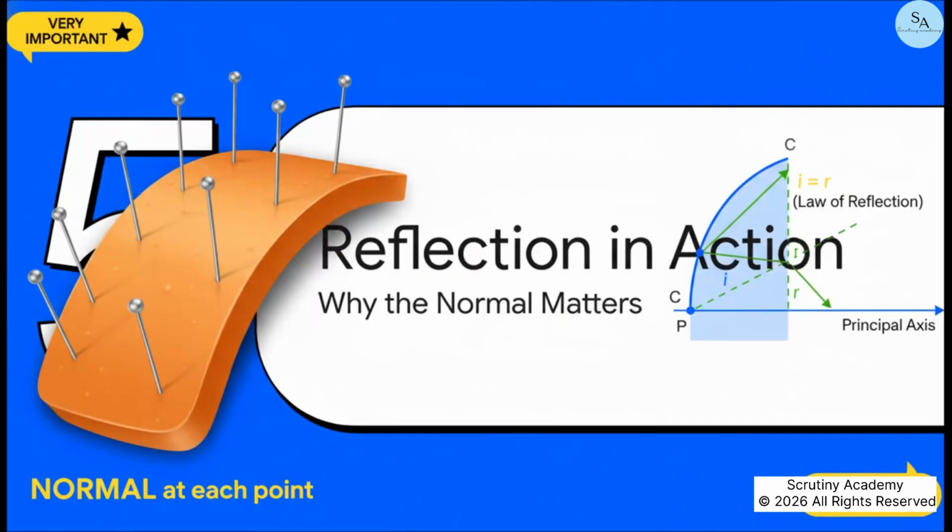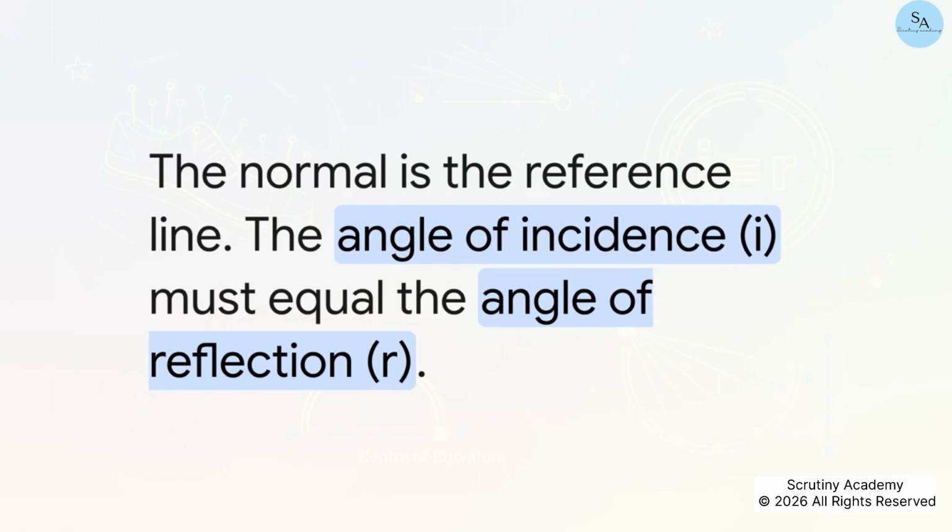Okay, fantastic. We've got all these definitions down, P, C, R, but why? Why did we spend all this time talking about the normal? Why does it matter so much when we're trying to understand reflection? Because of this, the single most basic fundamental law of reflection says the angle of incidence equals the angle of reflection, right? But here's the catch. Both of those angles are measured from the normal. If you draw the normal in the wrong place, your entire calculation, your entire diagram will be completely wrong. The normal is the starting point for everything.